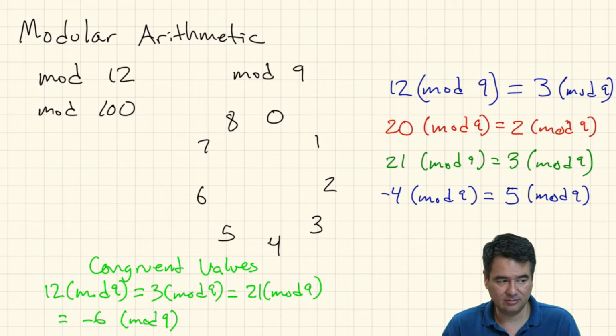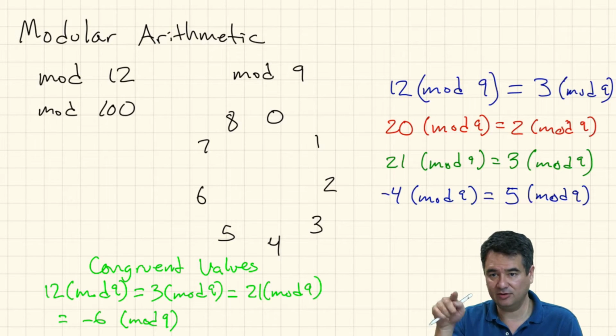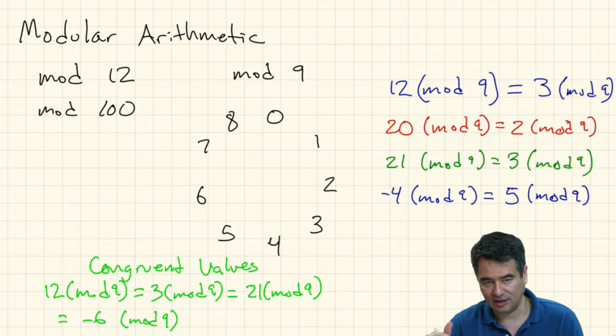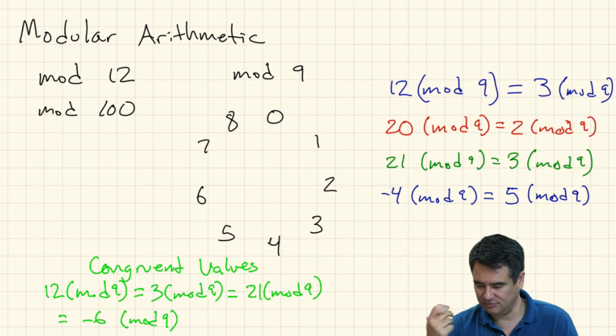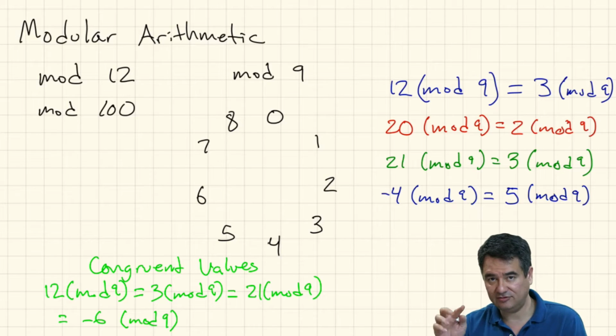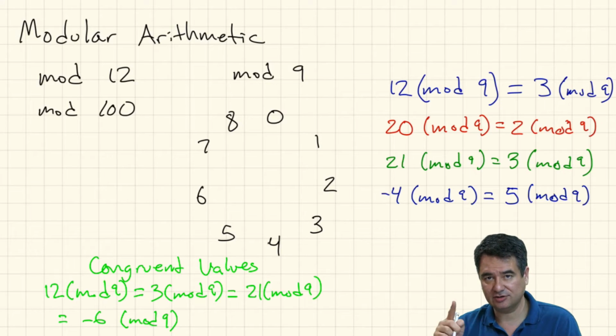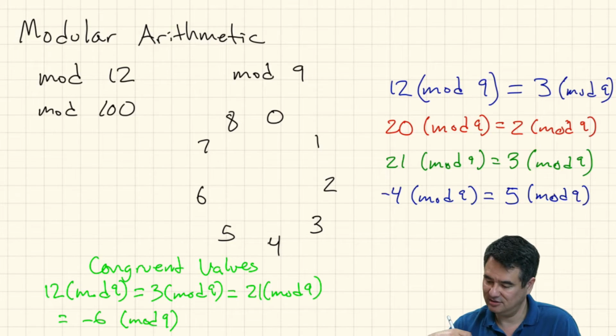That's another congruent number. So we could go backwards around the wheel, we could go forwards around the wheel, and we'd all end up in the same place at that 3 spot. And that would be congruent values. Okay, so that's the idea of modular counting systems. The numbers only go from 0 up to 1 less than the modulus amount. So for mod 9 it goes through 0 through 8.